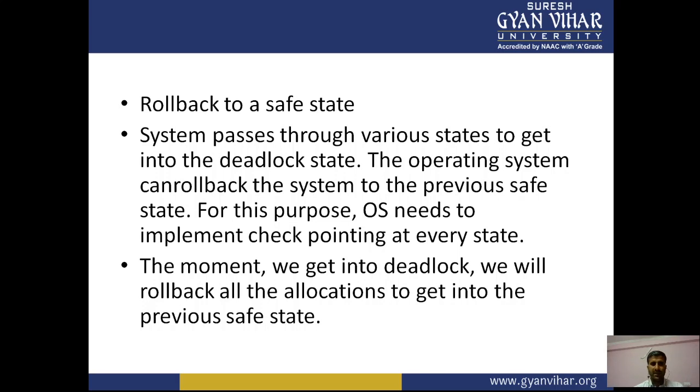Then rollback. In rollback to a safe state, the system passes through various states to get into the deadlock state, right? So the operating system can roll back the system to a previous safe state. For this purpose, the operating system needs to implement checkpointing at every state. The moment we get into deadlock, we roll back all the allocations to get into the previous safe state. This is all about the resources.